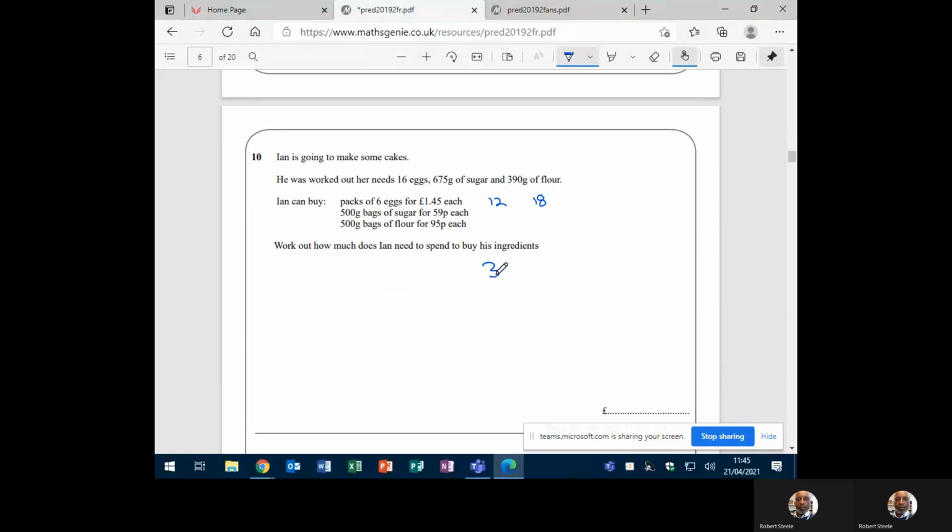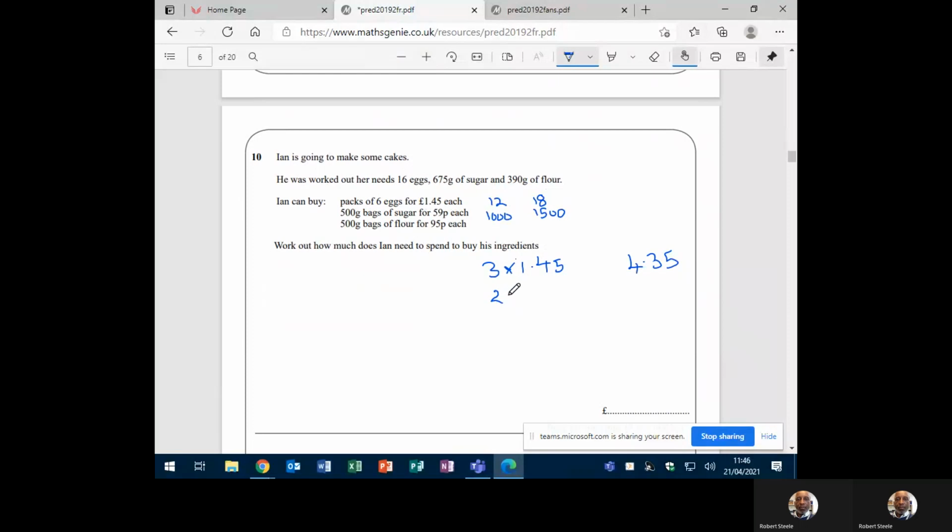So that's 3 lots of 145. Put that into your calculator, you will get 435. 500 grams, another 500 makes 1,000, another 500 makes 1,500. I don't need to go as far as this because the second bag gets me past 675.